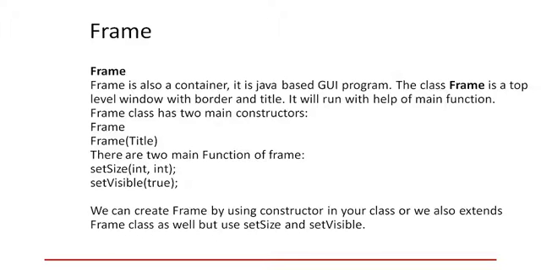The Frame class has two main constructors. One is the default constructor with no argument passing. Another is where we pass a title in the frame. There are two functions of Frame which are commonly used. First is setSize. Another is setVisible. In setSize I will give the size of the frame, and in setVisible I will give true or false. In the slide I have given true because it indicates that I want to show the frame. We can create the frame by using a constructor, or we can extend the Frame class, but we have to use setSize and setVisible.